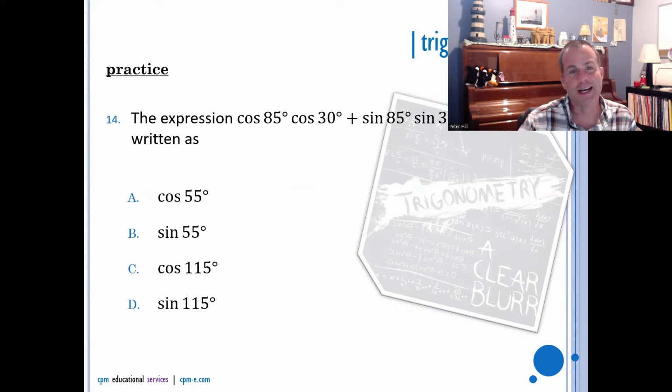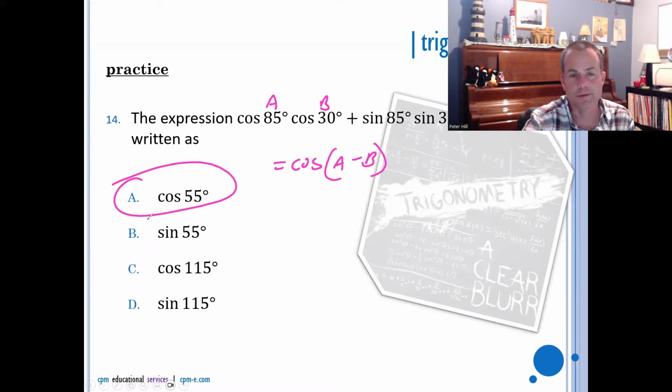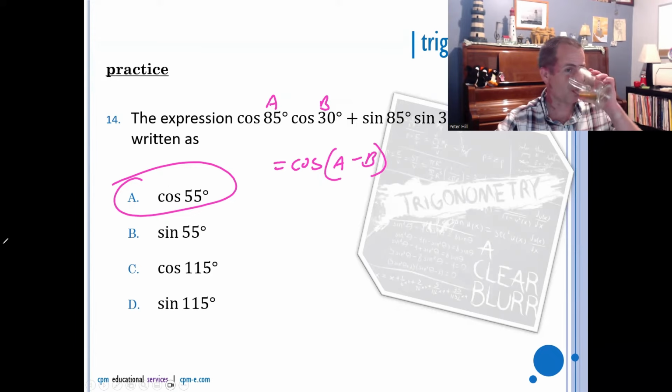Step back for a sec. I want you to think about this as, hey, this is like an A and a B. This is cos A cos B plus sine A sine B. That's the same as saying cos of A minus B. So 85 minus 30, I'm looking at the cos of 55. Now, if this was a legit multiple choice question on your diploma, you could just type this in, take a look at what the decimal is, and compare these 4 decimals as well.